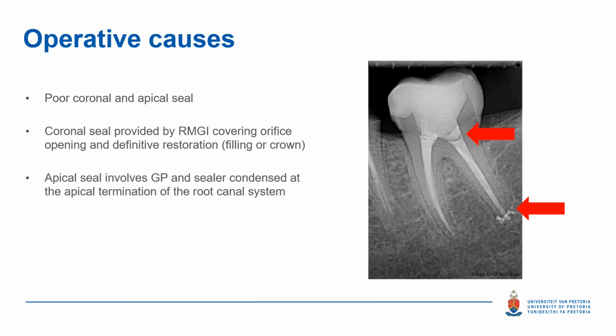Another operative cause of failure could be a poor coronal seal or a poor apical seal. We'll talk a little bit more about apical seal in a bit. We provide our coronal seal with a nice resin-modified glass ionomer before we put on a composite or some kind of filling or a crown. But we need something that will give us a nice, definitive, long-term seal. Otherwise, bacteria from the oral cavity will be able to get back into the tooth, and that can clearly cause failure. Apical seal is also an important aspect, because we don't want any of the pathogens that exist within the periapical lesion to get back into the tooth.